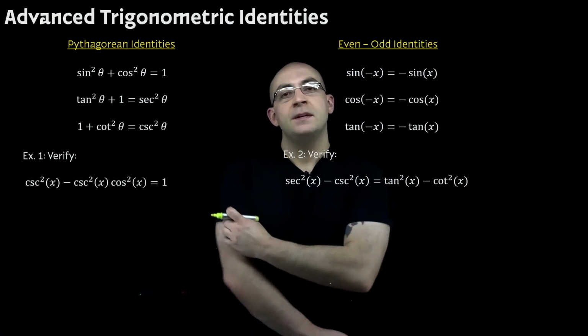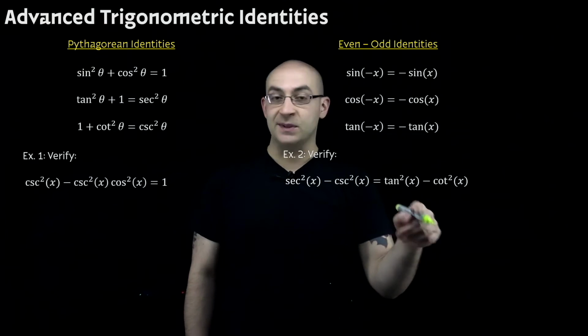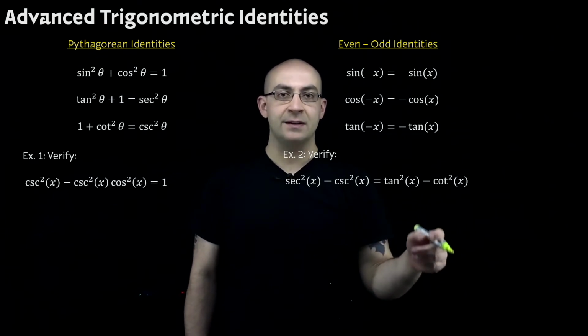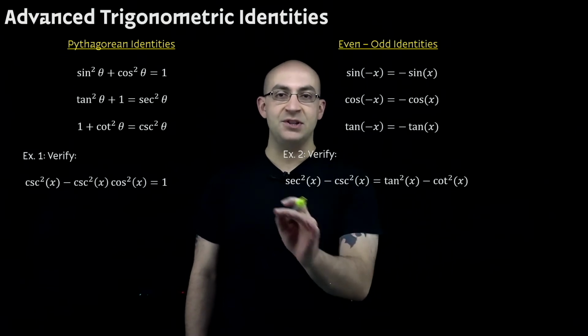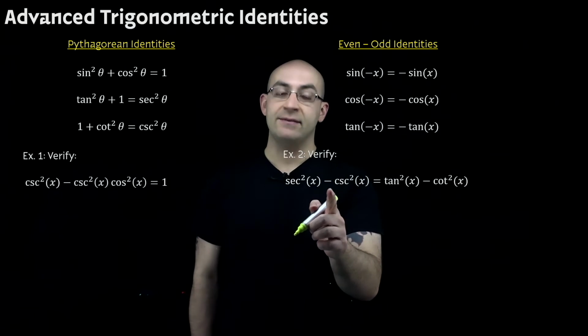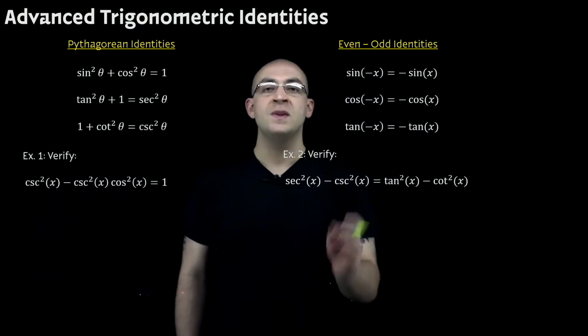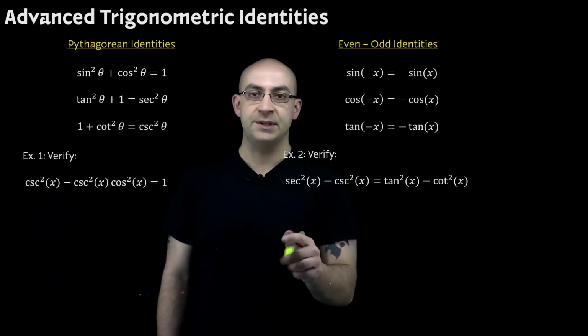Okay, number 2. So secant squared of x minus cosecant squared of x equals tan squared of x minus cotangent squared of x. We're going to leave the right-hand side as is. We don't want to touch that. But we can definitely change around secant and cosecant based on our Pythagorean identities. Now, that minus sign obviously is going to be super important in a minute. But let's go ahead and change our two advanced trig values here.